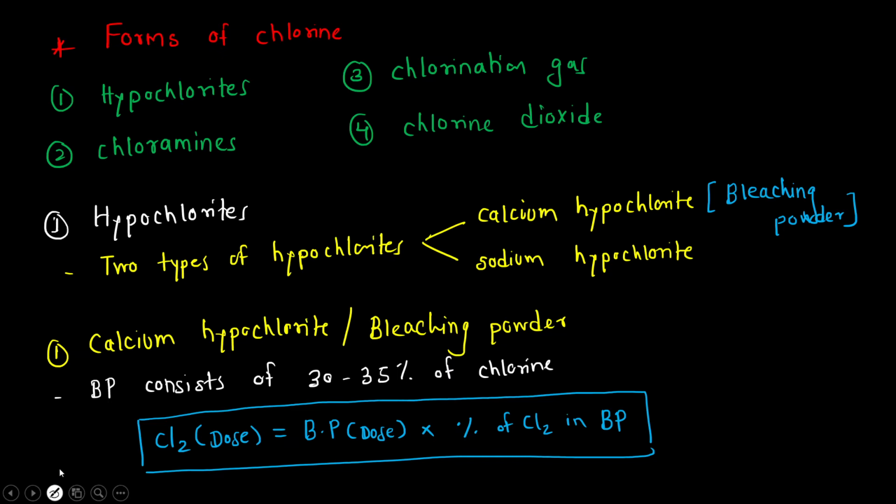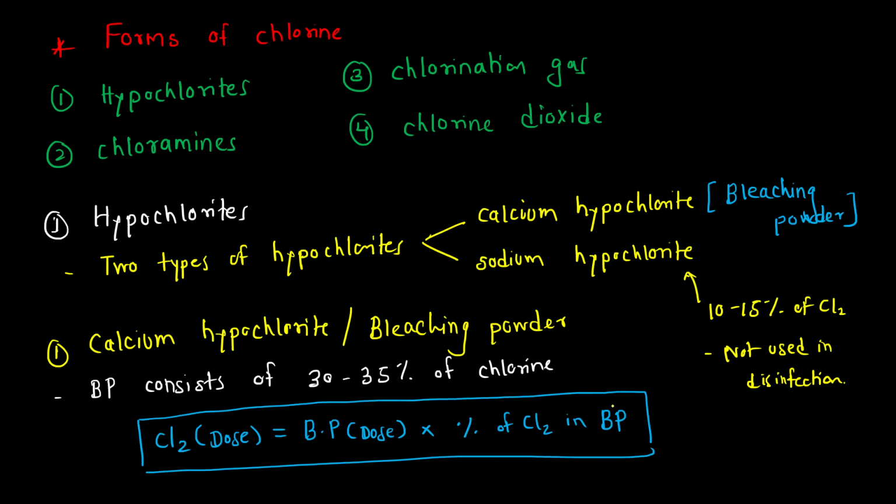So this calcium hypochlorite is very economical and it produces free chlorine. Now about this sodium hypochlorite, we won't be writing much points. The only thing that you have to remember is it consists of 10 to 15 percentage of chlorine. As the amount of chlorine is very less, it is not used in disinfection. Okay, so the main important one is calcium hypochlorite. Now start with the second one.